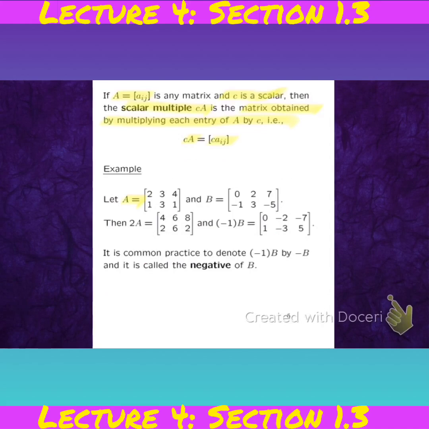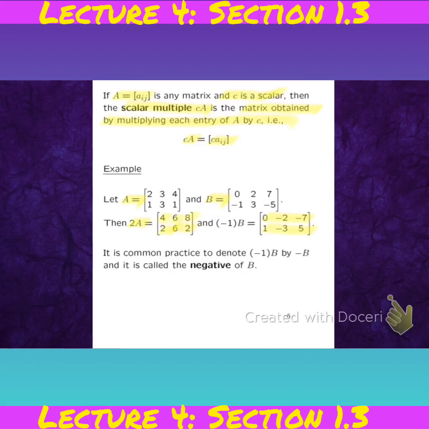So if we take the matrix A and the matrix B, then for twice the matrix A, you multiply the scalar 2 with every entry of A, so 2 times 2 gives you 4, 2 times 3 gives you 6, 2 times 4 gives you 8, and the second row is the same, so that's going to be 2, 6, and 2. Then if we look at B and take the scalar multiple of B, where the scalar is -1, you multiply each entry of B by -1. So you get the matrix 0, -2, -7, and 1, -3, 5.